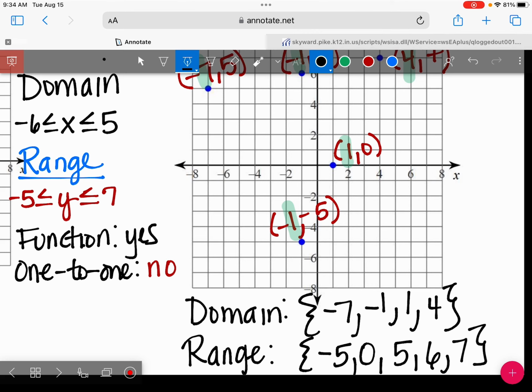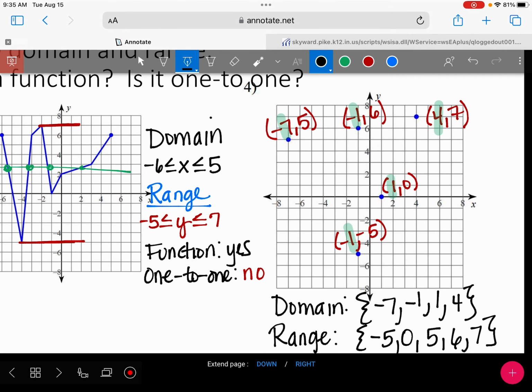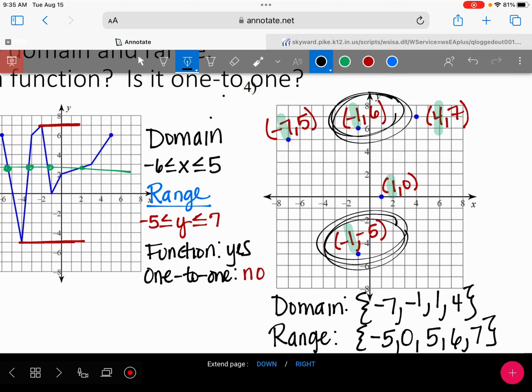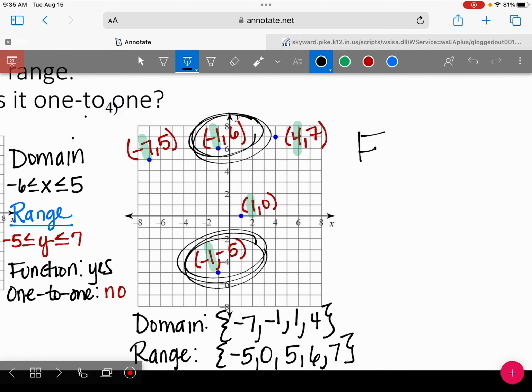Now this discrete relation is not a function because of these 2 points here. Do you notice how these 2 points have the same x value? Because of that, both having a -1, if we go back to yesterday's lesson, you cannot have a repeat in the domain. Because of that, this is not a function, and it's also not one-to-one. So function, we will say no. And one-to-one, we'll also say no.